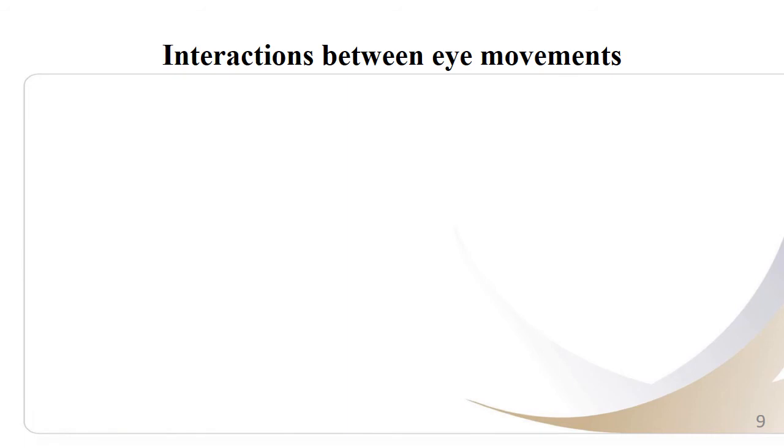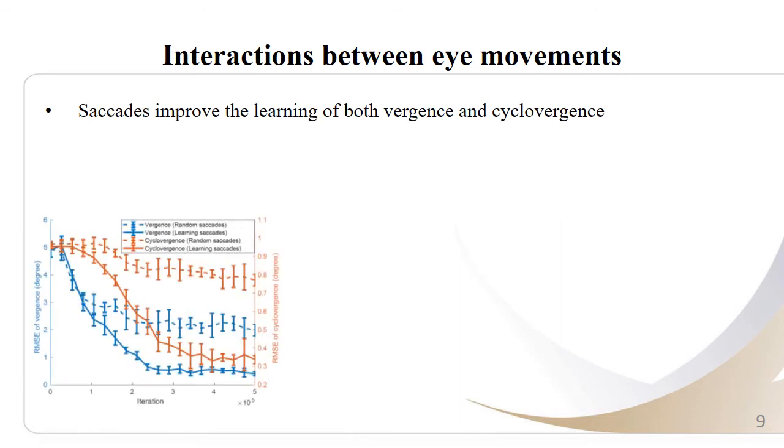We also implemented some experiments to study interactions between eye movements. We first trained both vergence and cyclovergence with two types of saccades. One is random saccades, denoted by the dashed curves. The other is the learning saccades case, denoted by the solid curves. These curves represent the vergence or cyclovergence error as a function of training time. The conclusion is that the saccades improve the learning of both vergence and cyclovergence, which is consistent with our previous work.